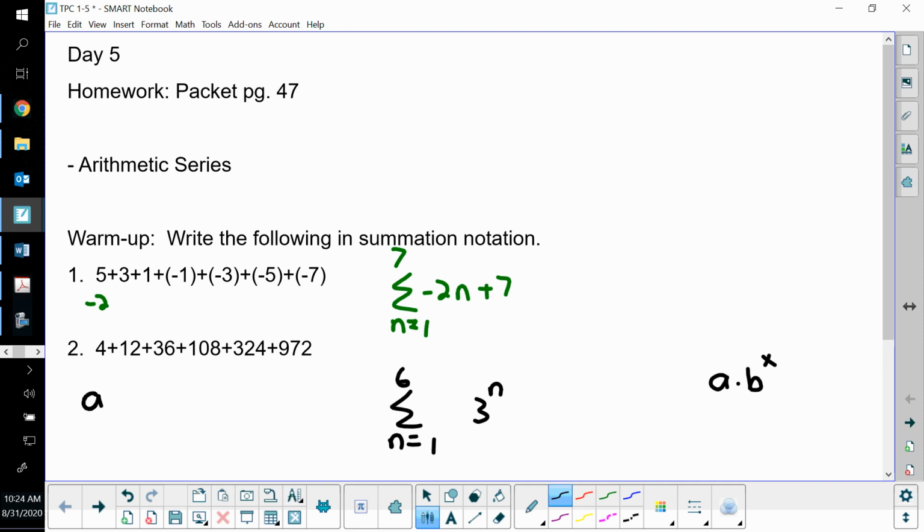Well, we need to figure out what that a is out front, because when we do 3 to the first, we want to get 4 back. Well, 3 to the first is just 3, so we'll divide that over, and our a that we would want would be 4/3. So 4/3 times 3 to the n.